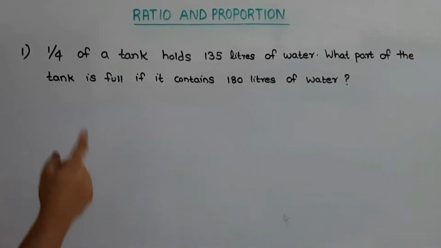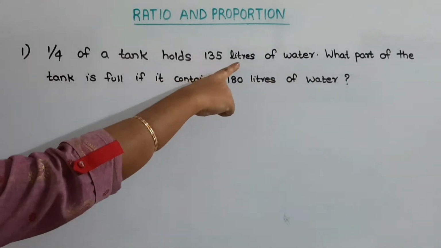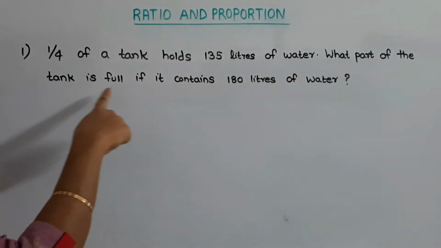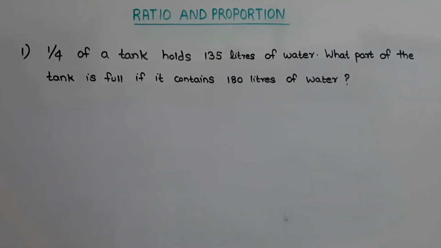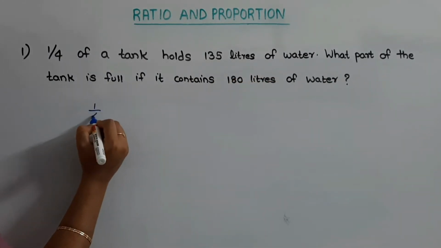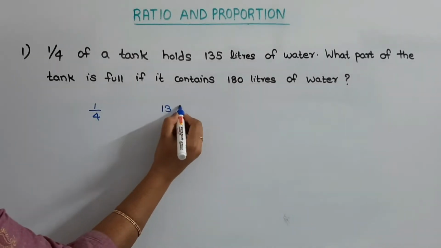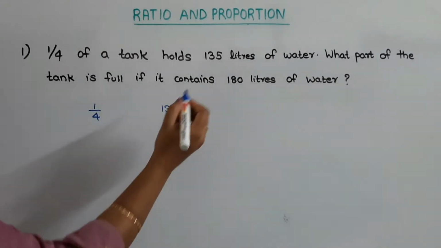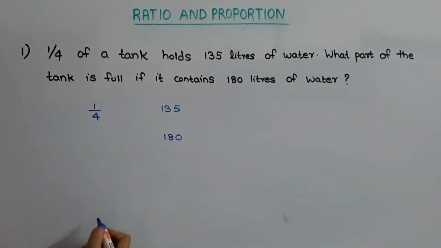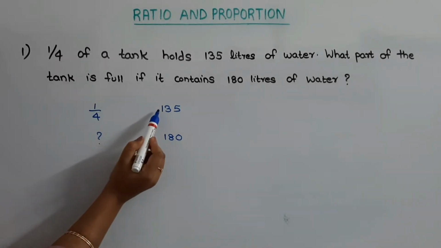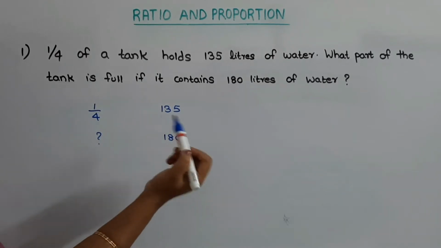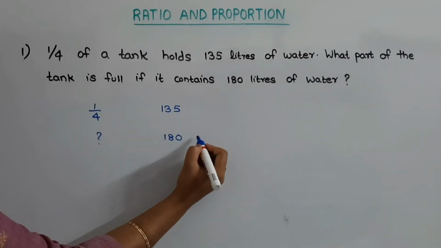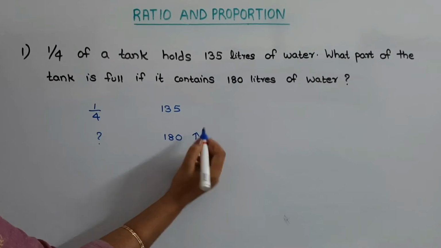The first question is: 1/4 of a tank holds 135 liters of water. What part of the tank is full if it contains 180 liters of water? So in this question they are telling that 1/4 of a tank holds 135 liters of water. Now if the tank contains 180 liters of water, what part of the tank is full? So initially there was 135 liters of water. Then after that it was 180. In the second case it is 180 liters, means it has increased from this value.